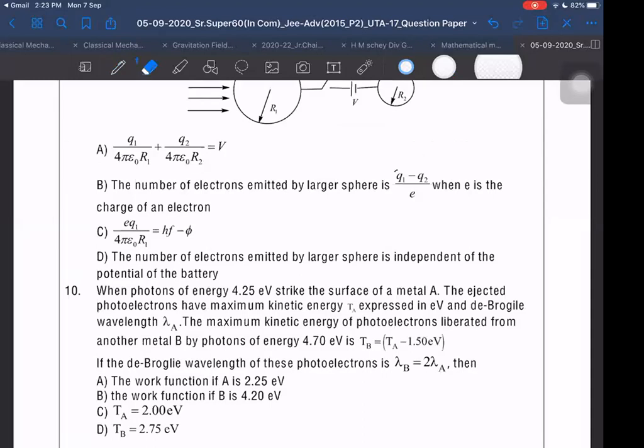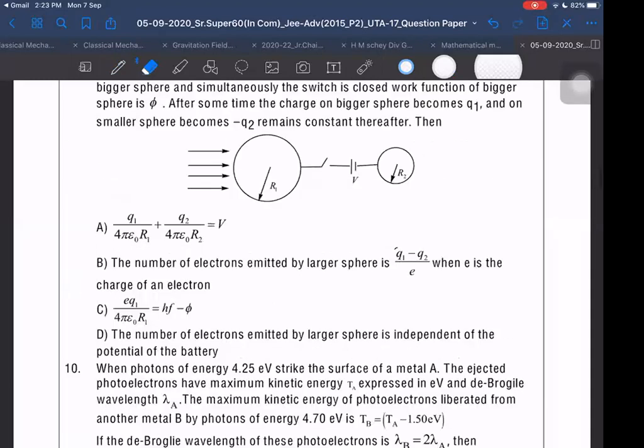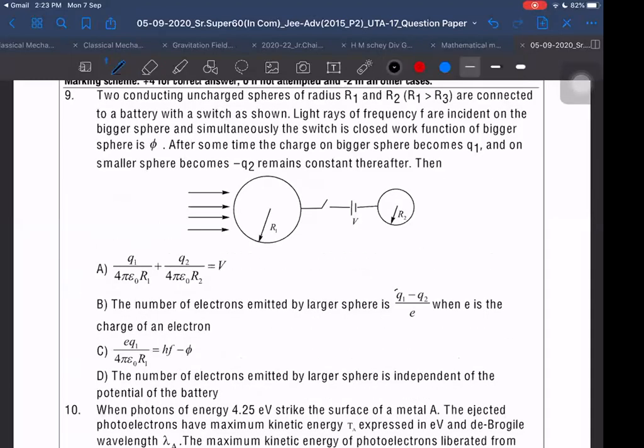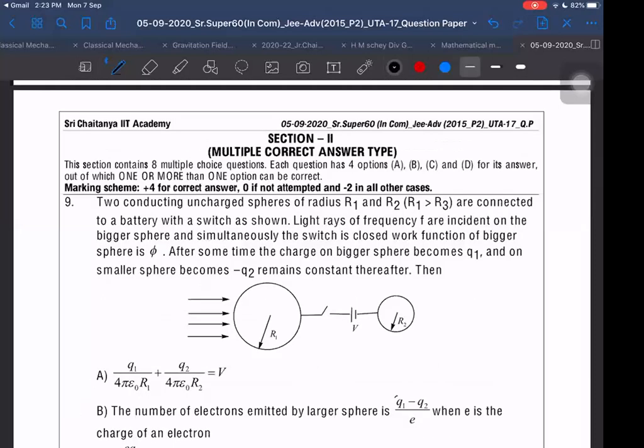Number of electrons emitted by the larger sphere is independent of the potential of the battery. I think it may depend on potential of the battery.